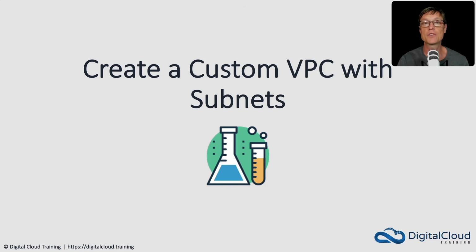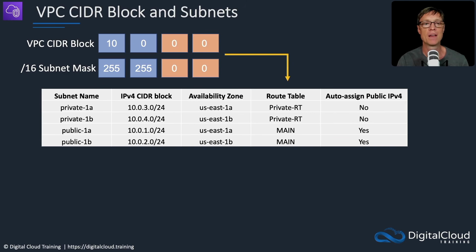In this lesson, we're going to create a custom VPC with public and private subnets. Now, let's have a look at what we're going to create. So we're going to use the same example CIDR block we've seen in the section. It's going to be a 10.0.0.0 network with a 16-bit subnet mask. That's the overall block of addresses. Then we're going to create these 4 subnets. We've got private 1A and private 1B, and public 1A and public 1B. And the 1A and the 1B mean that they're associated with a specific availability zone.